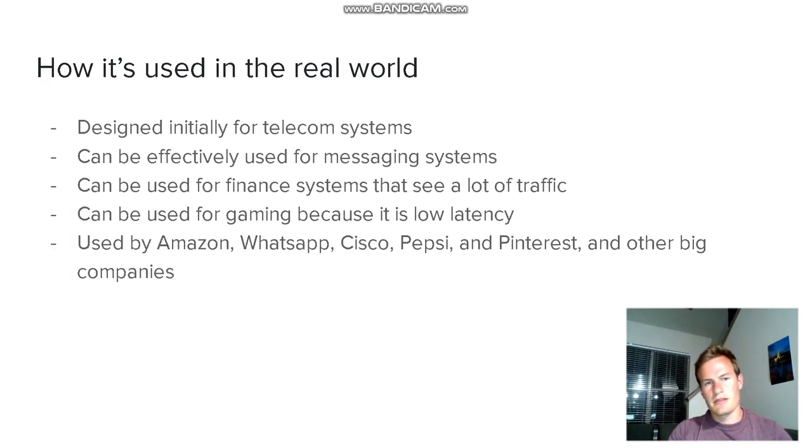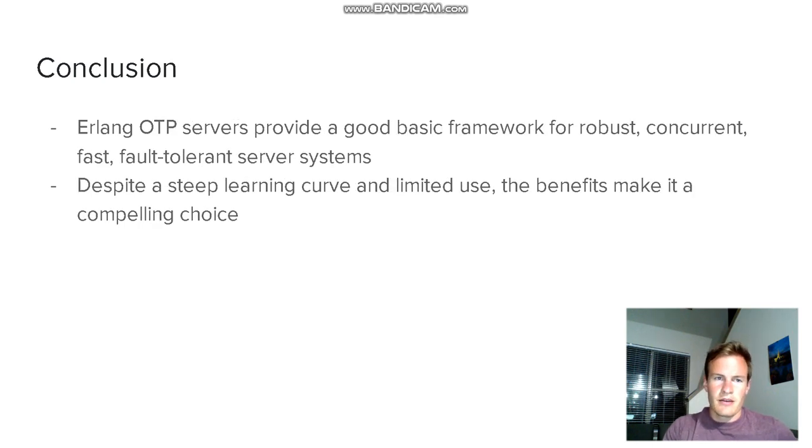It's designed for telecom systems, but it can effectively be used for messaging systems, finance systems, or gaming systems. It's used by Amazon, WhatsApp, Cisco, Pepsi, Pinterest, and other big companies as well. Those are probably the ones you've heard of. So in conclusion, it's a good basic framework for robust, concurrent, fast, and fault-tolerant systems. Despite the steep learning curve and limited use, the benefits make it a compelling choice.